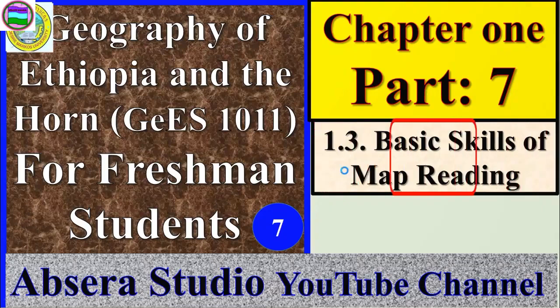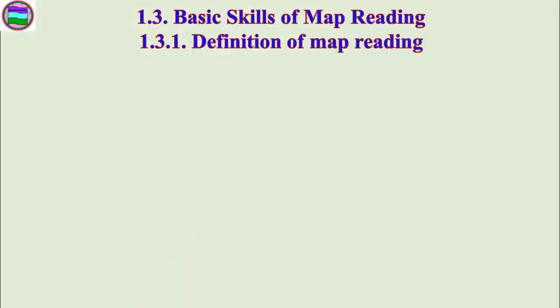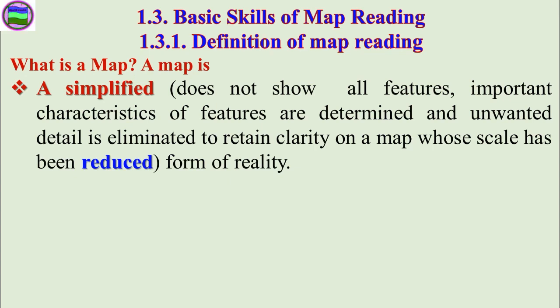So the first one is the definition of map reading. How do you define a map? What is a map? A map is a simplified form of reality, meaning that a map does not show all features at the same time. Important characteristics of the features are determined and unwanted details are eliminated for clarity on a map whose scale has been reduced.